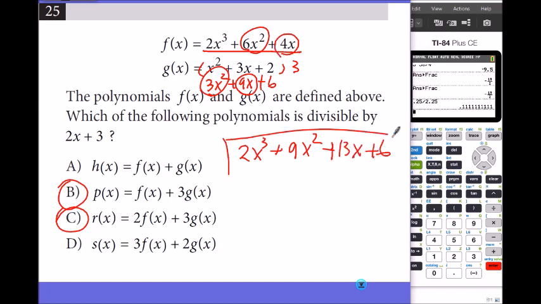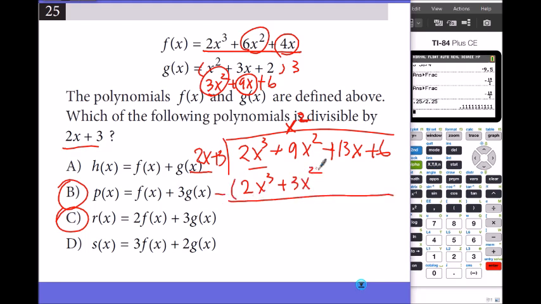Let's divide it by 2x plus 3. So I can multiply by x squared. You have to look at the leading term. What do you have to multiply by to get to x cubed? So when you multiply by x squared, I get 2x cubed plus 3x squared.